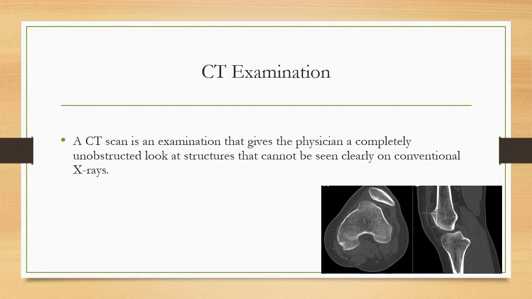Here is another example of the clarity a CT scan may produce. The image on the left is a transverse view or slice of the knee. The image on the right is a sagittal slice. Slices, or images, are around 1 millimeter each or less, so a physician will have many images in several planes to better visualize pathologies. Simply stated, a CT scan is an examination that gives the physician a completely unobstructed look at structures that cannot be seen clearly on conventional X-rays.